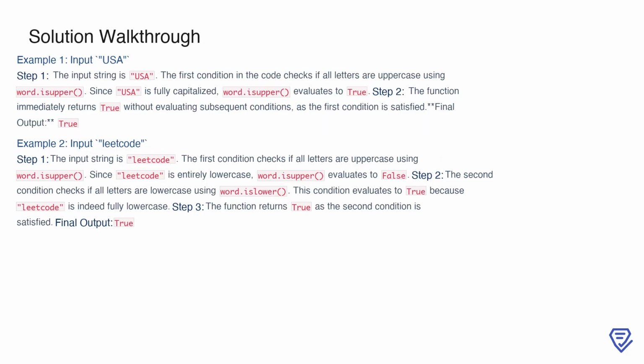To start, let's look at example 1 where the input string is USA. The first condition in the function checks if all the letters in the word are uppercase using the isupper method. Since USA is fully capitalized, word.isupper evaluates to true. Because this condition is satisfied, the function doesn't proceed to evaluate any other conditions and immediately returns true. So, the final output for this example is true.